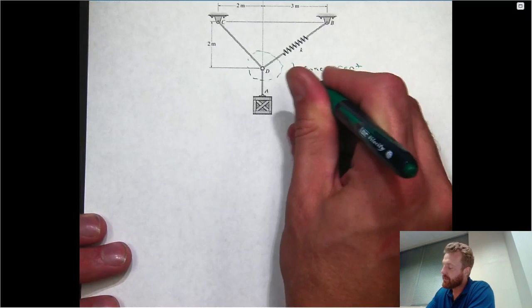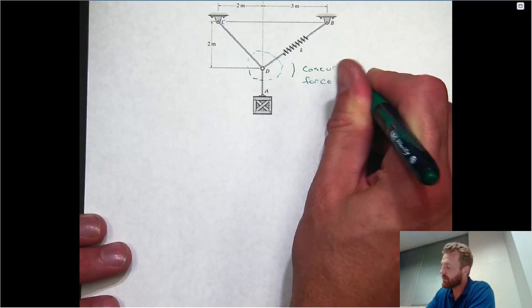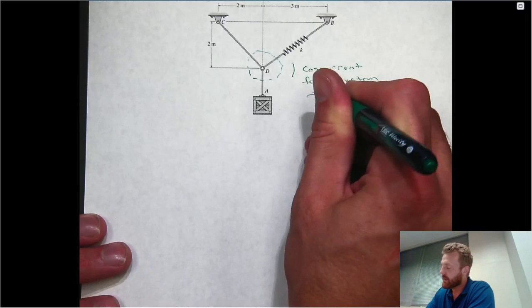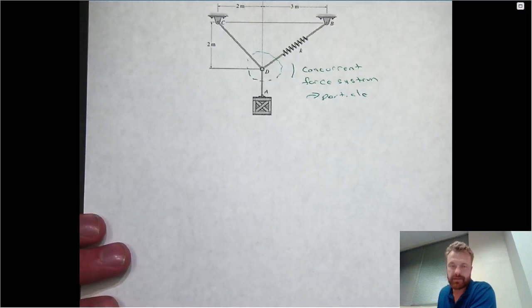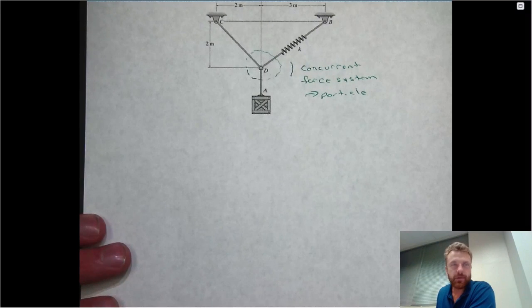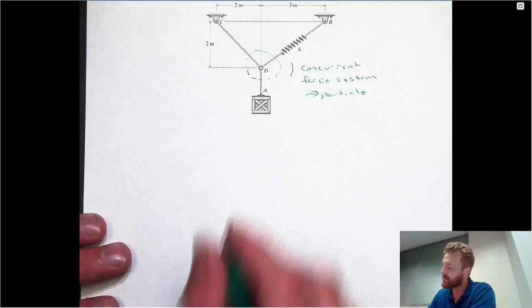And whenever it's a concurrent force system, we can use a particle model, which means that we can basically ignore the underlying geometry of the body. What it really means, as we'll see when we get to the next chapter, is that the force system isn't going to cause any rotation about that body. It's just going to be purely a translational problem.